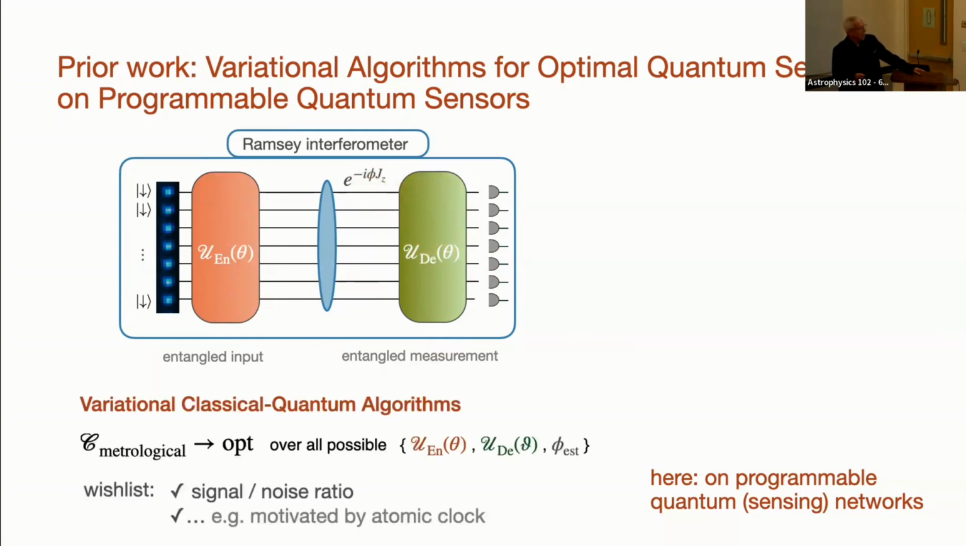So what you do in order to do that is define a metrological cost function that contains all of the wish list that an experimentalist might have.